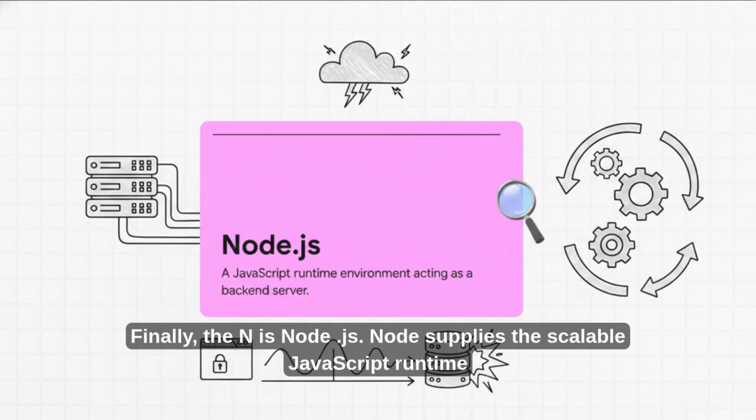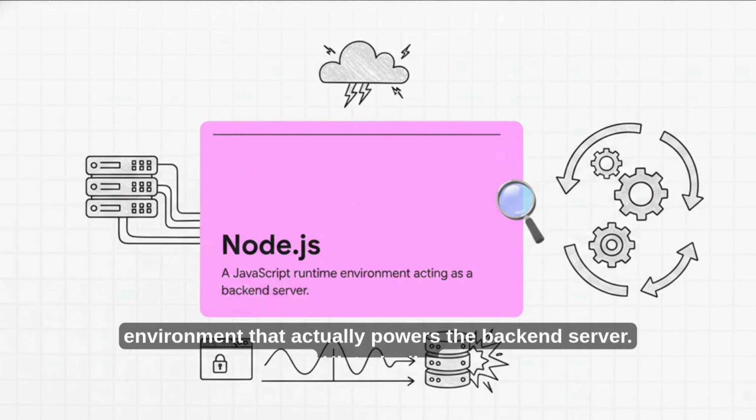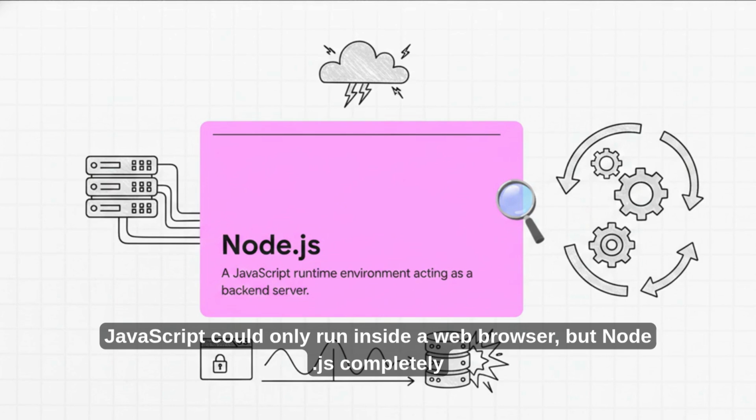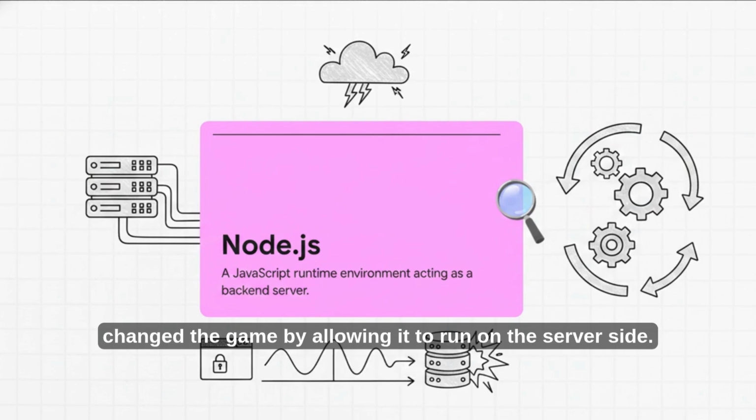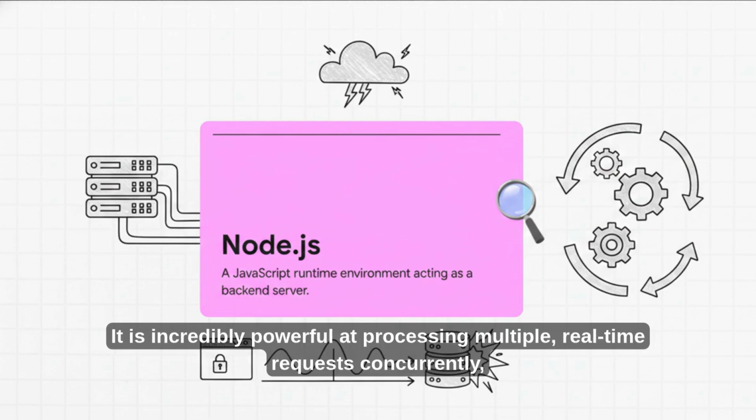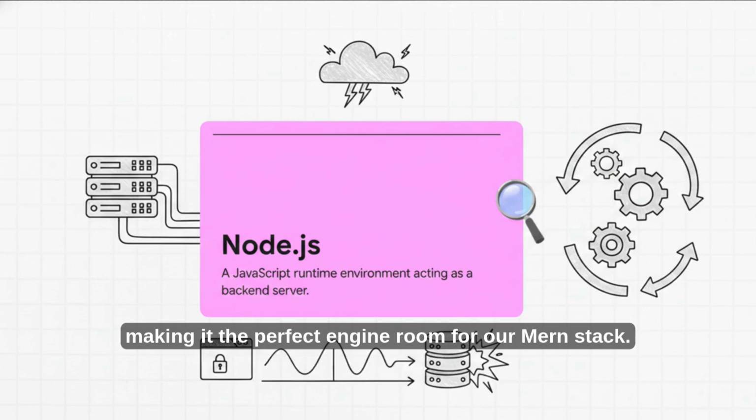Finally, the N is Node.js. Node supplies the scalable JavaScript runtime environment that actually powers the backend server. Historically, JavaScript could only run inside a web browser, but Node.js completely changed the game by allowing it to run on the server side. It is incredibly powerful at processing multiple, real-time requests concurrently, making it the perfect engine room for our MERN stack.